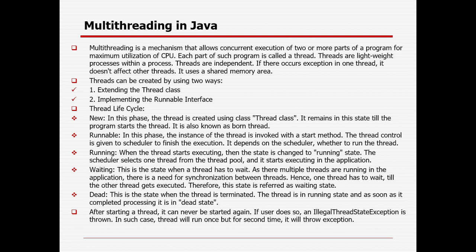Then running. When the thread starts execution, the thread status is changed to running state. The scheduler selects one thread from the thread pool, right? Okay, and it starts execution in the application. So the thread pool is the place where threads will be, and the scheduler will be defining which thread will take action, and which thread will sit idle, like that.